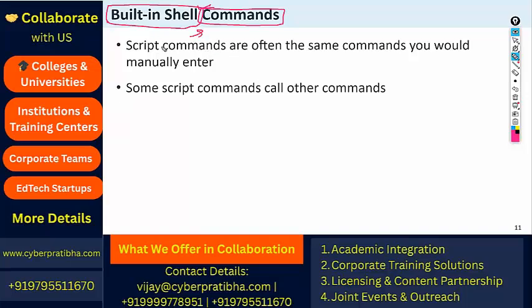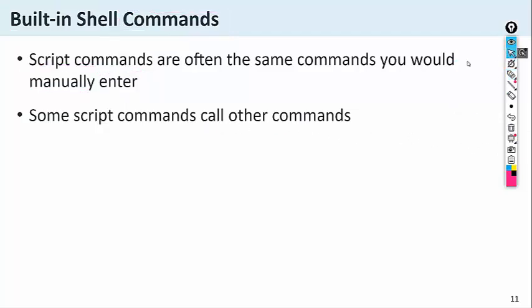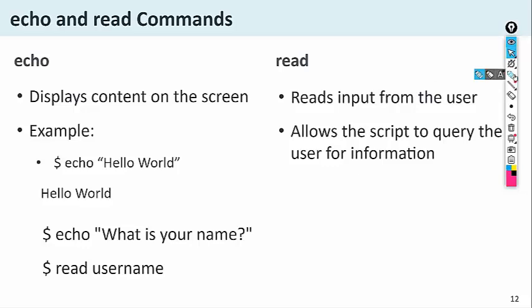So script commands are often the same commands you would enter manually, and some script commands call other commands. The two most used elements in scripting are echo and read. Echo I have displayed for you; if you want to display content, you can use echo. For example, here, if you want to display the data, you can read it here.